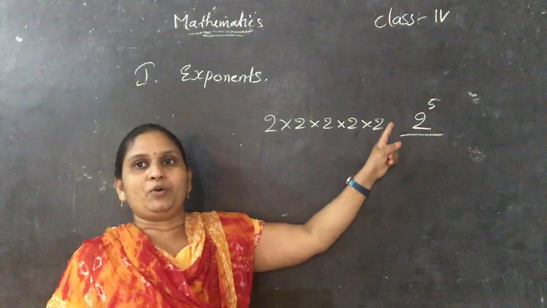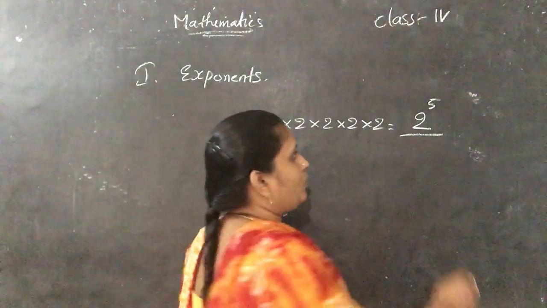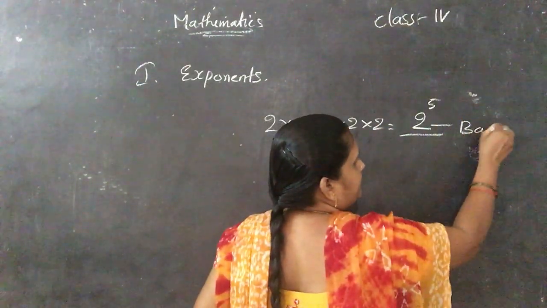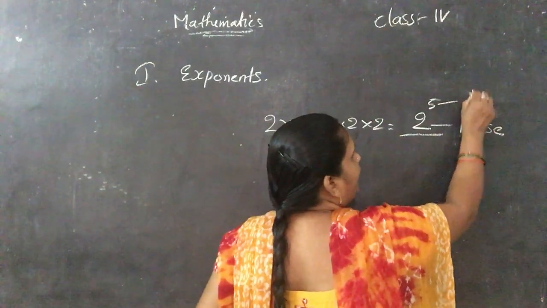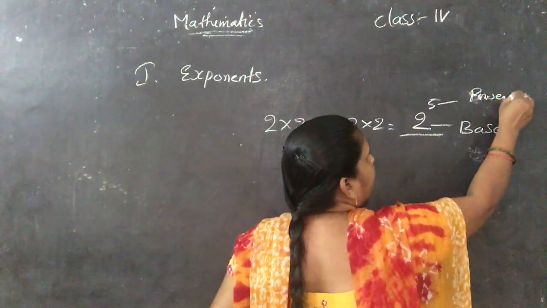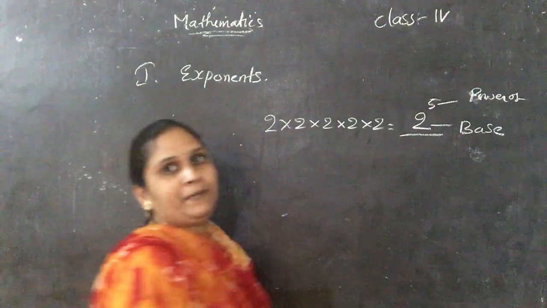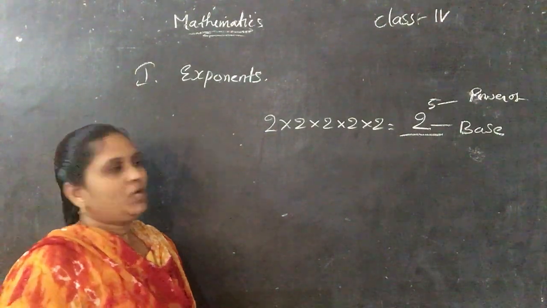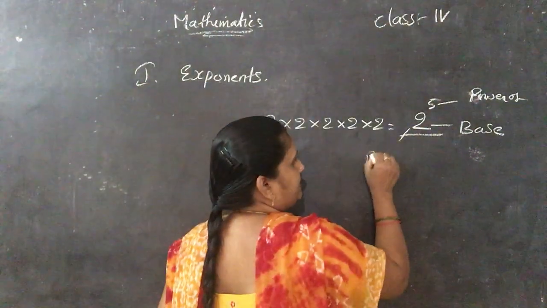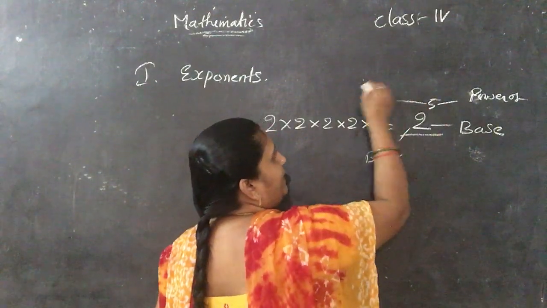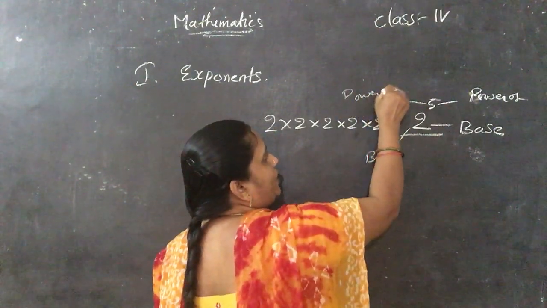The 2 will be known as the base. What will it be called? Base. And the upper number will be called the power of, the exponent. Number to the power of. So 2 will be known as the base, and 5 will be known as the power.